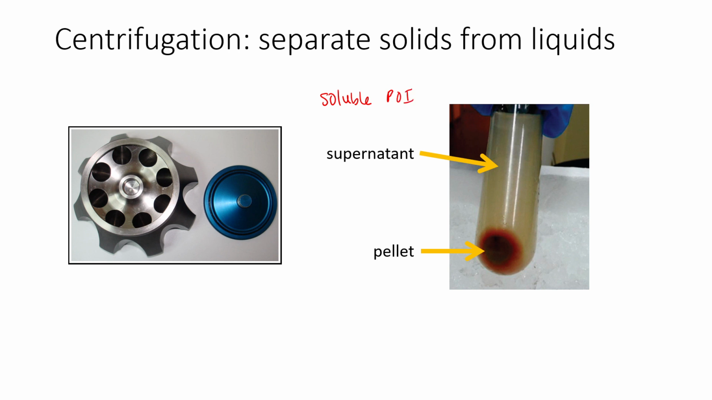So if your protein of interest is soluble, when you centrifuge your lysed open cells, you put your sample in a tube, you put the tube in a rotor. The rotor then spins very fast and it separates out solids from liquids. Solids are denser, so they'll end up at the bottom in a pellet. This will contain most of the insoluble components of the cell, such as cell membranes and other lipid components. The supernatant is going to contain all the soluble proteins, including our protein of interest, and also other components that are soluble.